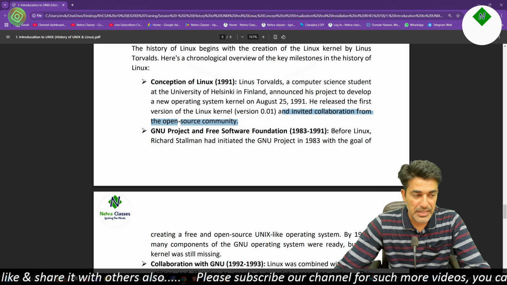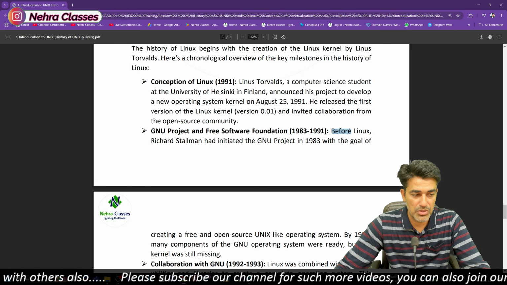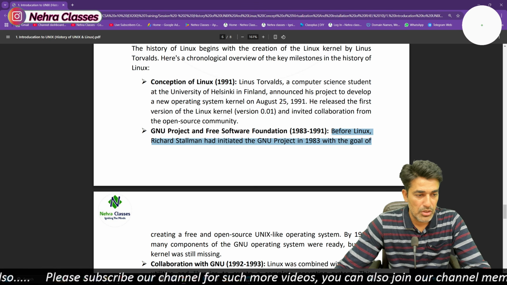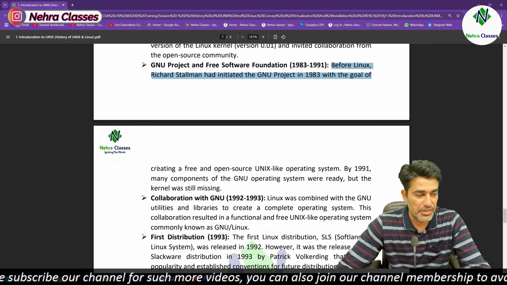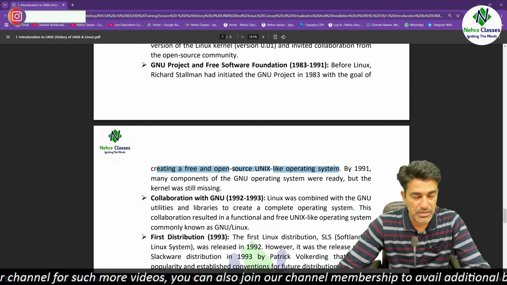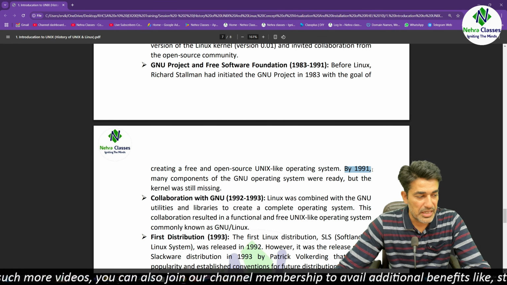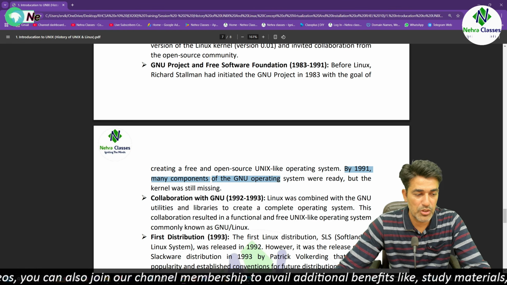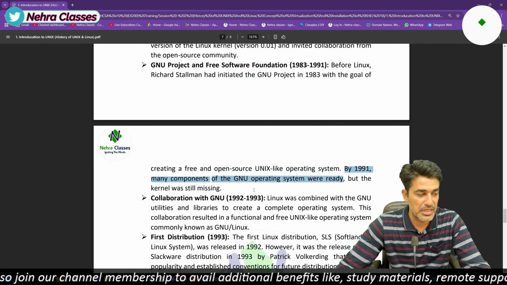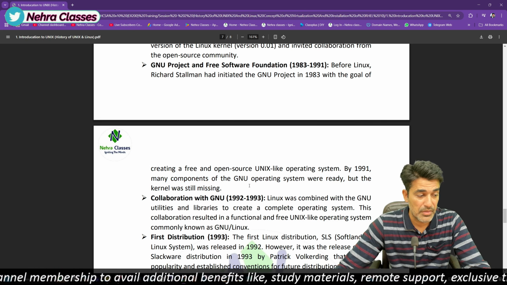As you know, in 1983, Richard Stallman announced the GNU project with the goal of creating a free open source operating system like Unix. So by 1991, many components of the GNU operating system were ready, but the kernel was still missing.